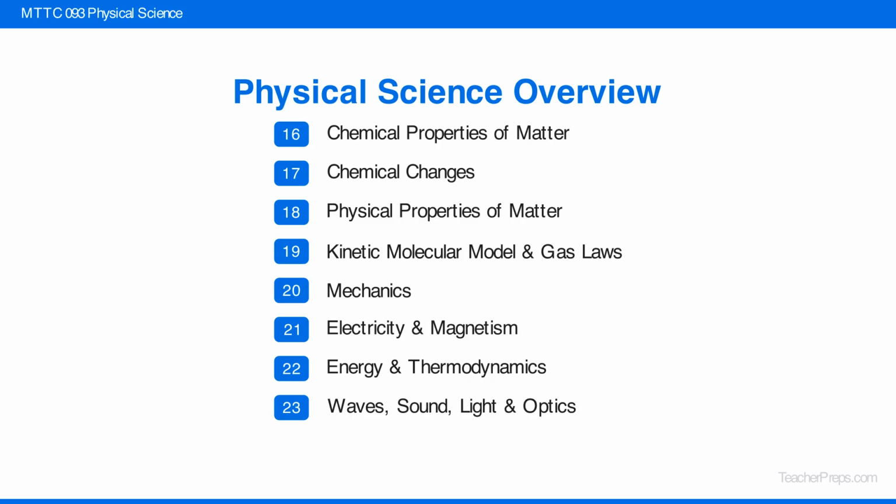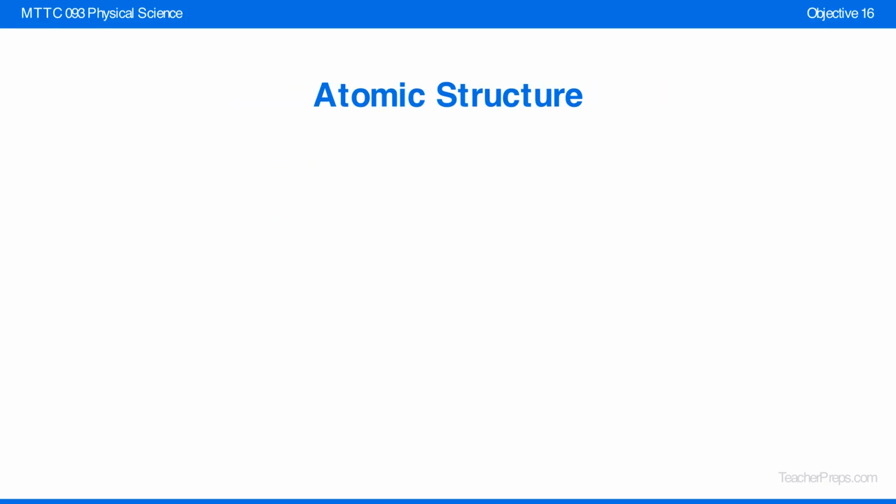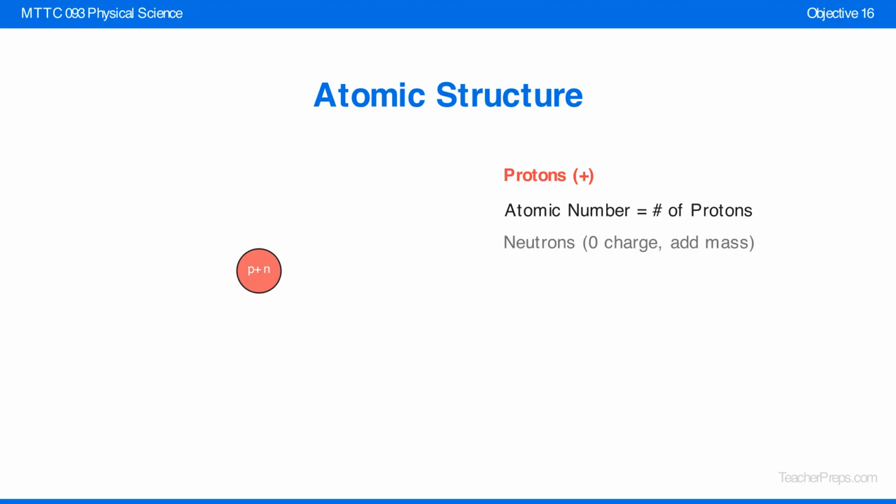Let's begin with Objective 16, the chemical properties of matter. Let's start with atomic structure. Every atom has 3 subatomic particles. Protons carry a positive charge and sit in the nucleus. The number of protons defines which element it is. That number is called the atomic number. Hydrogen has 1 proton, carbon has 6, oxygen has 8, iron has 26. Neutrons are also in the nucleus, but carry no charge. They contribute to the atom's mass, but do not affect its chemical identity.